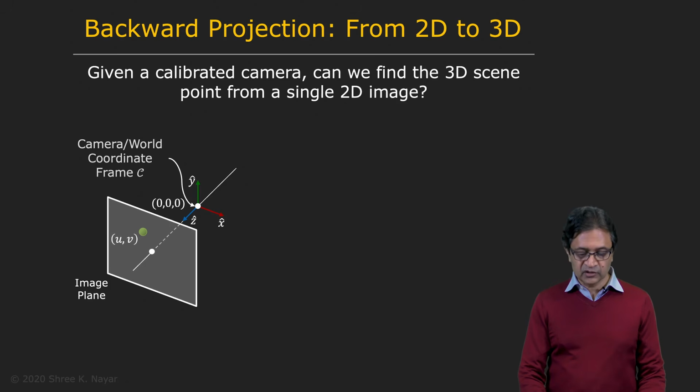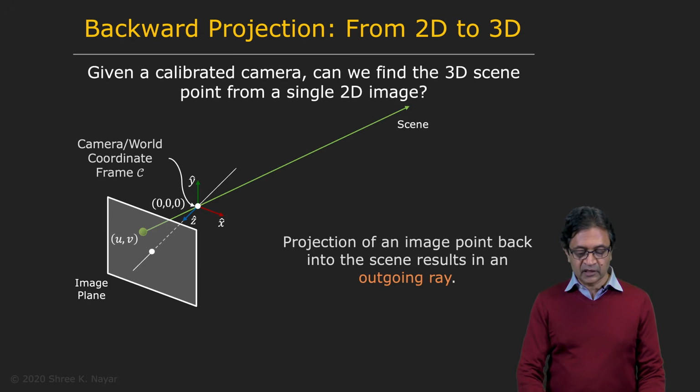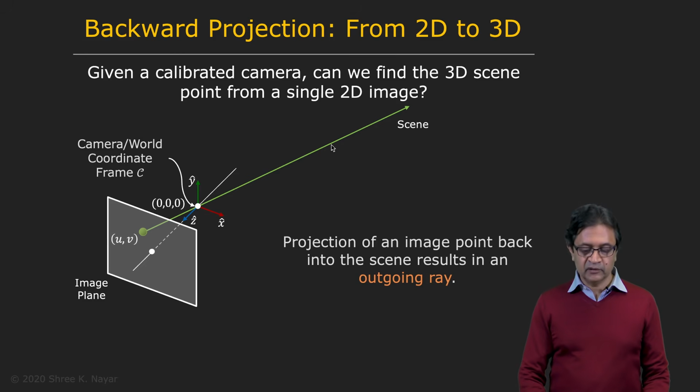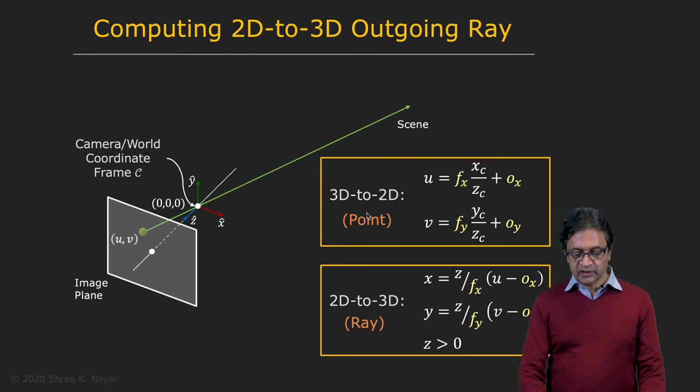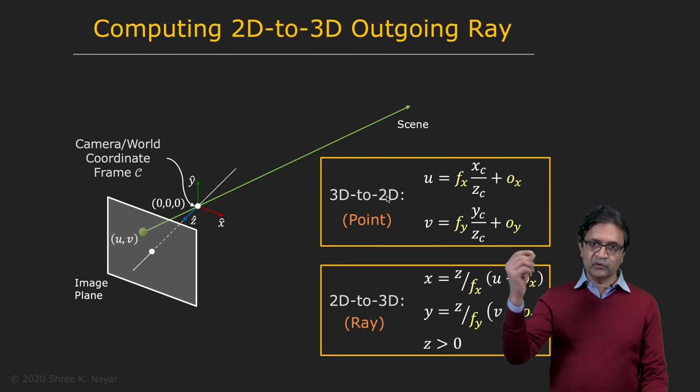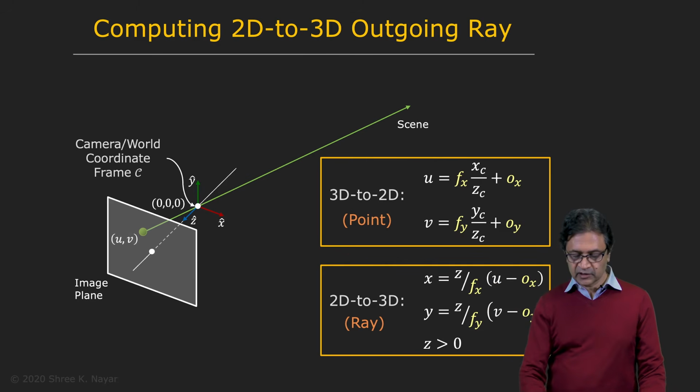And you know the answer is no, but you do know that the corresponding 3D point must lie on an outgoing ray. And given that the camera is calibrated, we know the equation of this ray. And so here is the mapping from 3D to 2D: given a point in 3D, where it ends up in the image. That's given by the internal parameters and the perspective projection equations. And the same equations can be used to figure out, given a point in the image, what the equation of the outgoing ray is. And that's shown right here. So that's all we have.